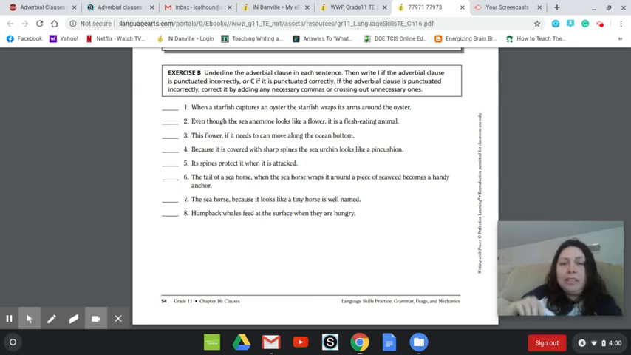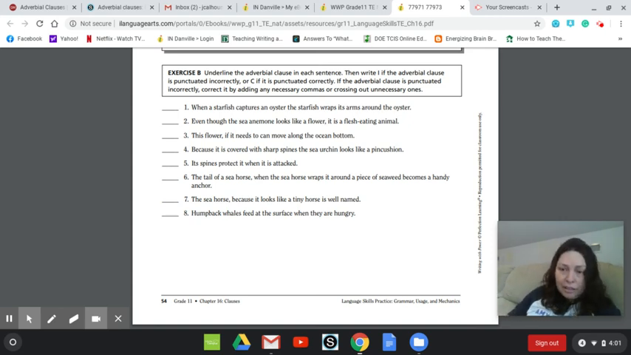"The tail of a seahorse, when the seahorse wraps it around a piece of seaweed, becomes a handy anchor." You can tell just by the way I'm reading it where we're going to need the comma. The adverbial clause is "when the seahorse wraps it around a piece of seaweed," so we need a comma after seaweed. Then, "The seahorse, because it looks like a tiny horse, is well named." Comma behind horse; "because it looks like a tiny horse" is our adverbial clause. And finally, "Humpback whales feed at the surface when they are hungry." What's the adverbial clause there? "When they are hungry." Correct punctuation, because it is at the end of the sentence.